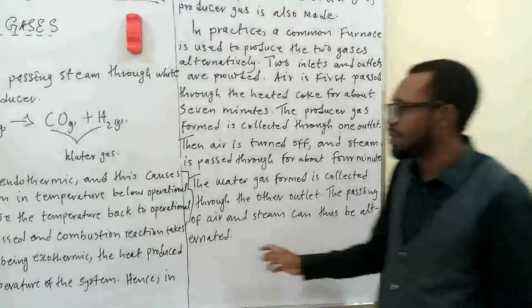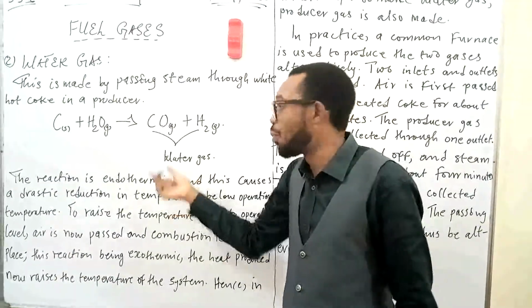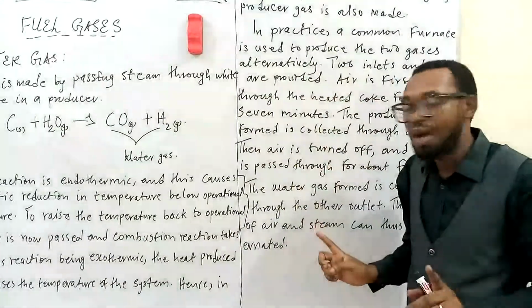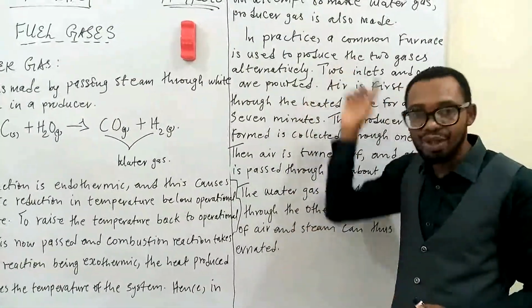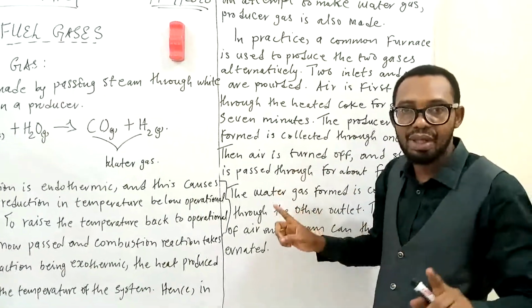If you are passing in steam, of course you know you are going to end up producing the water gas. But if you pass in air into the producer, what you will produce at the end of the day is the producer gas. So let's do a sketch of what the producer looks like, and then we'll call it a day. Okay?